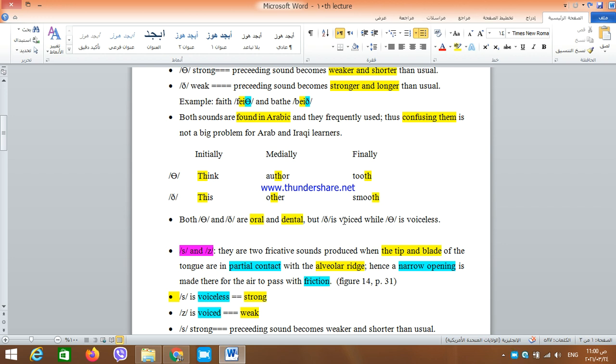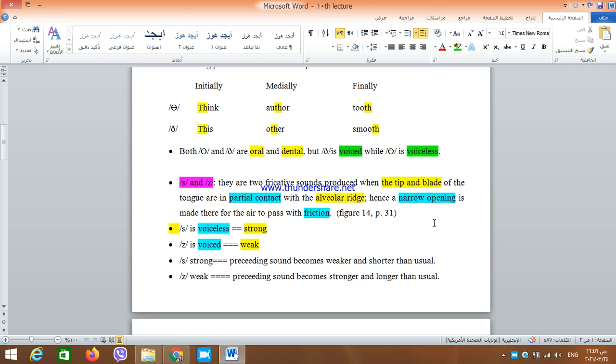But the is voiced. This is the difference. The is voiced while the is voiceless. So even though both consonants are oral, both are dental, both are fricative, the is voiced, the is voiceless. This is the difference.